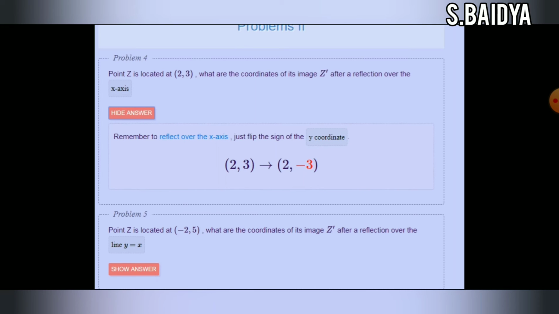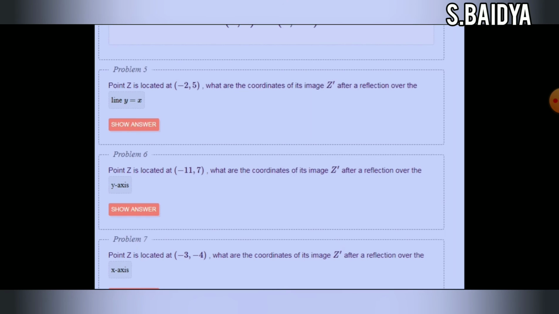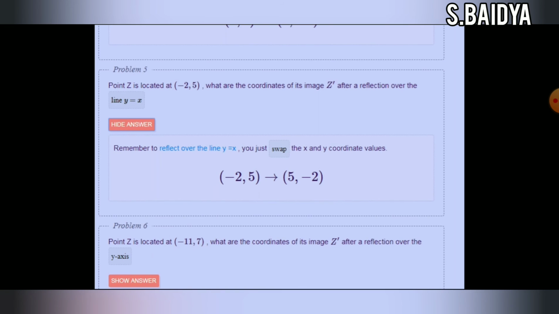Next, we are moving to problem 5. The point Z is located at (minus 2, 5). What are the coordinates of its image Z dash after reflection over the line y equal to x? The answer is (5, minus 2). You just swap the x and y coordinate values. Then you get the answer.